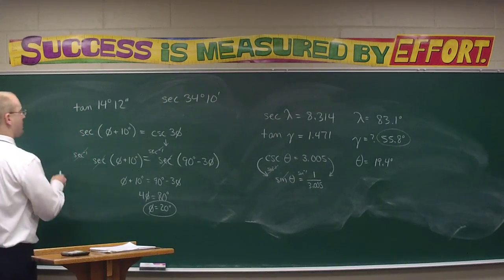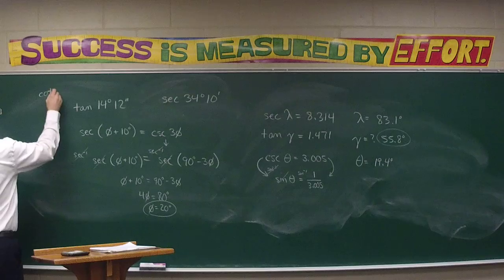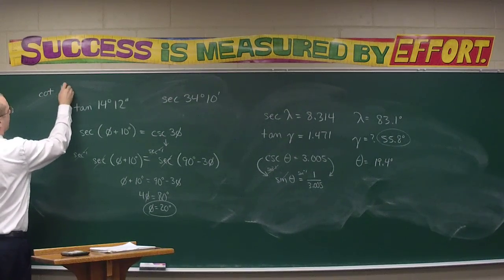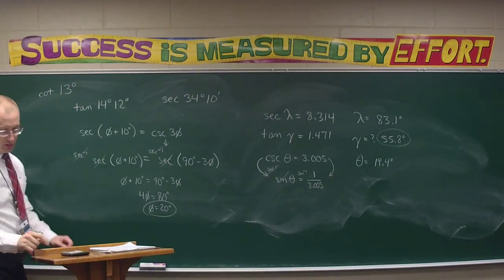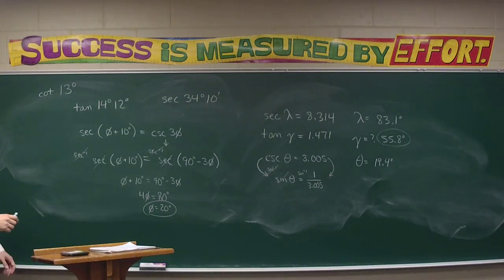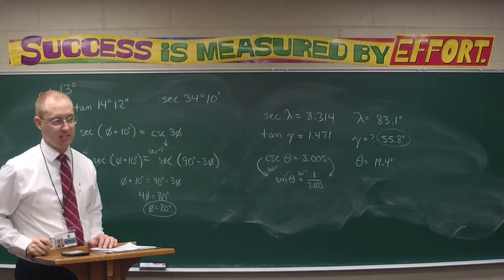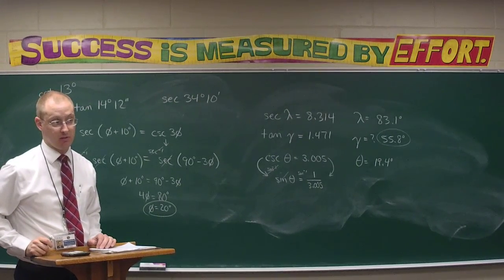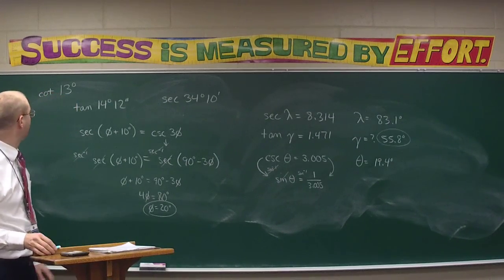All right, let's do the cotangent of 13 degrees. And what do we get? 4.331. And after the reciprocal?